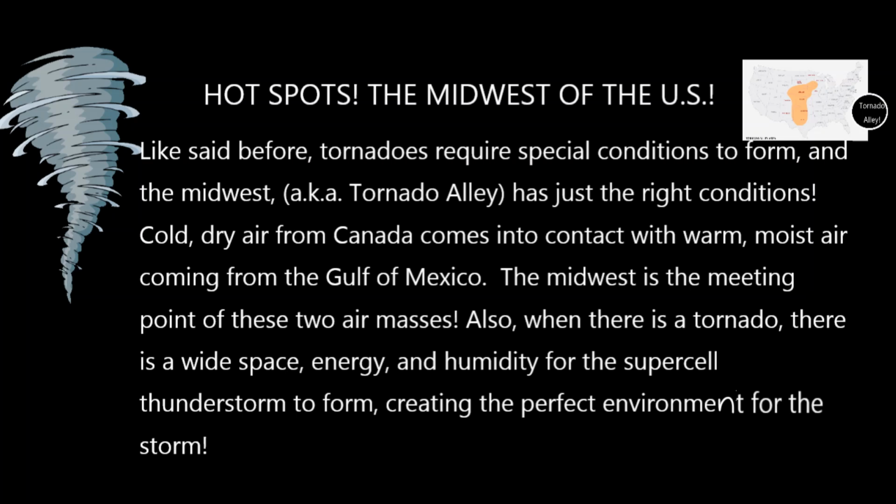Well, let's find out. Like said before, tornadoes require special conditions to form, and the Midwest, aka Tornado Alley, has just the right conditions. Cold, dry air from Canada comes into contact with warm, moist air coming from the Gulf of Mexico. The Midwest is the meeting point of these two air masses. Also, when there is a tornado, there is a wide space, energy, and humidity for the supercell thunderstorm to form, creating the perfect environment for the storm.